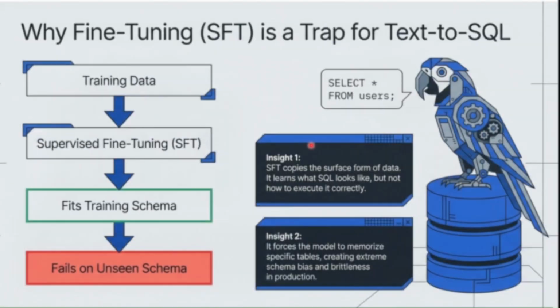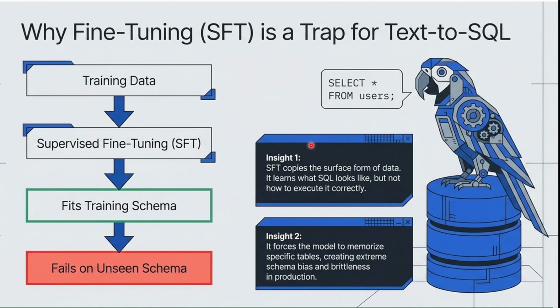The obvious reaction is, let's fine-tune the model. And this is where many teams fall into a trap. Traditional supervised fine-tuning, or SFT, teaches what I call the parrot effect. The model learns very well what SQL looks like, but it doesn't learn how the SQL actually works. It memorizes the patterns during the training period, it reproduces the syntax very well, but it has no understanding of the execution semantics. Now, this leads to a second issue, brittleness.